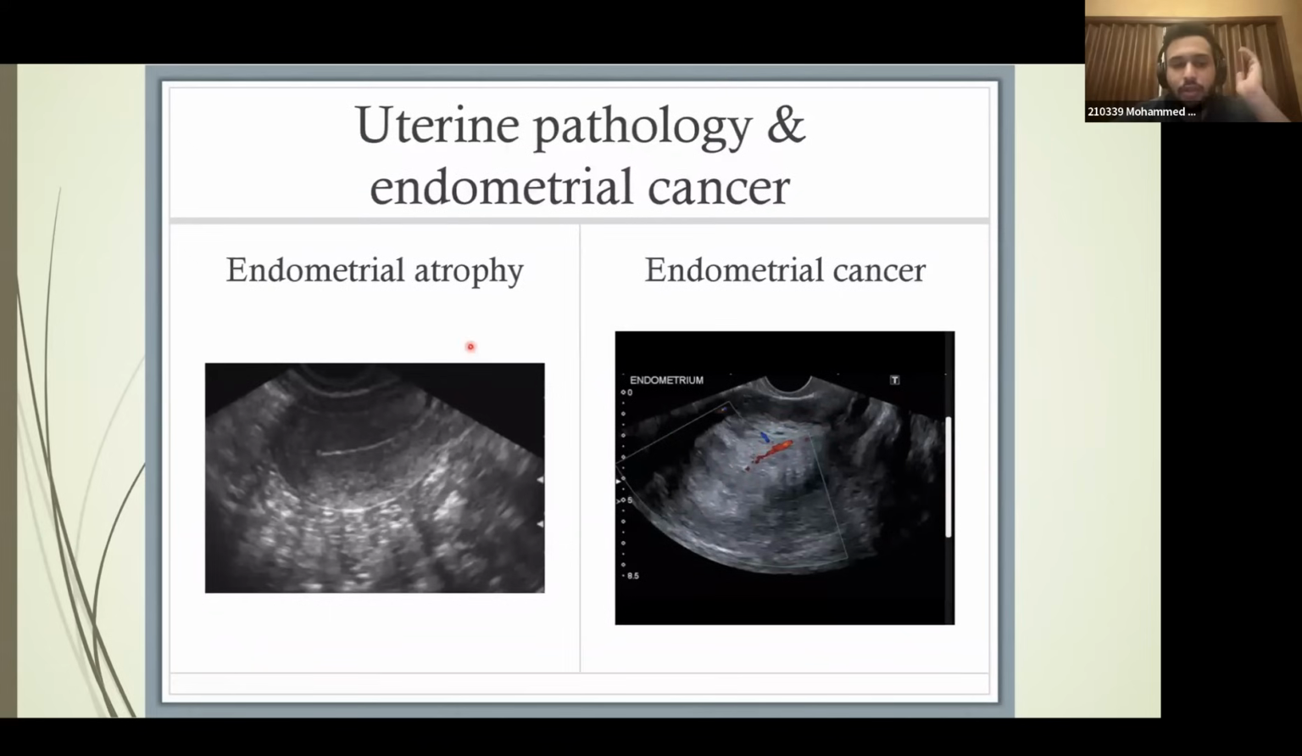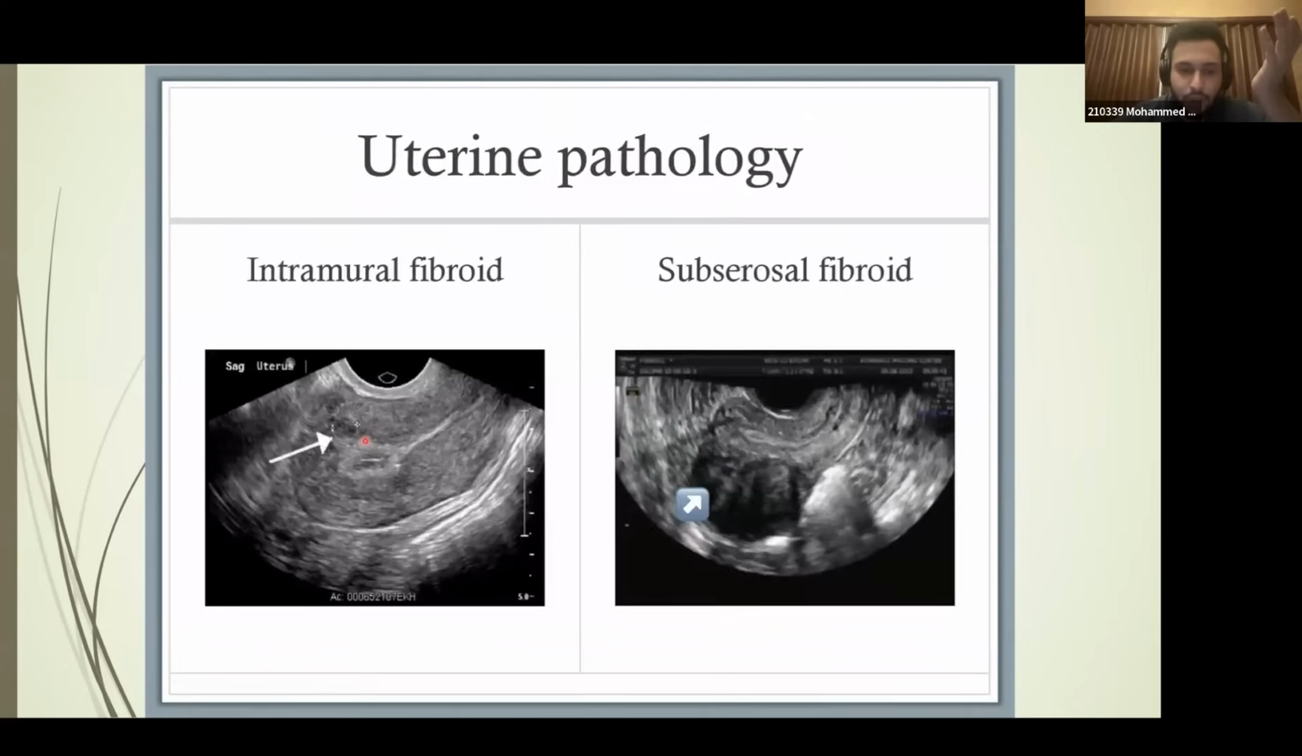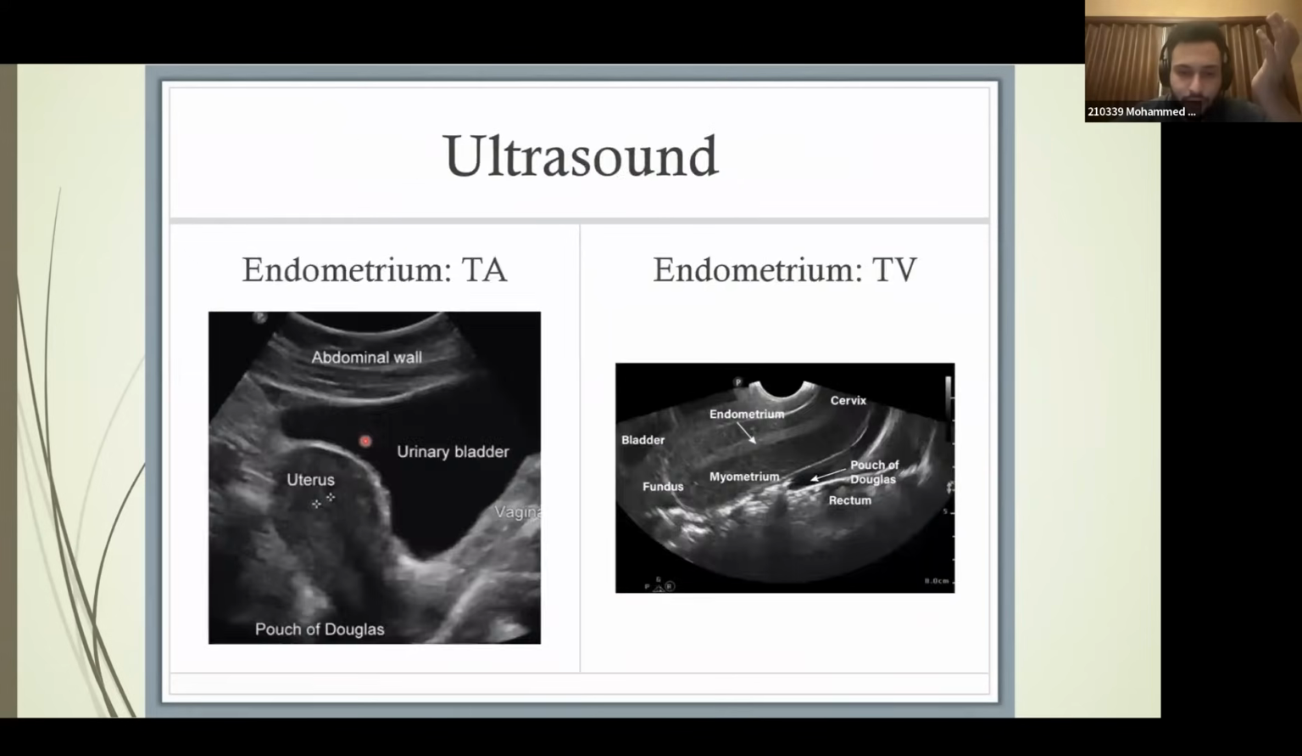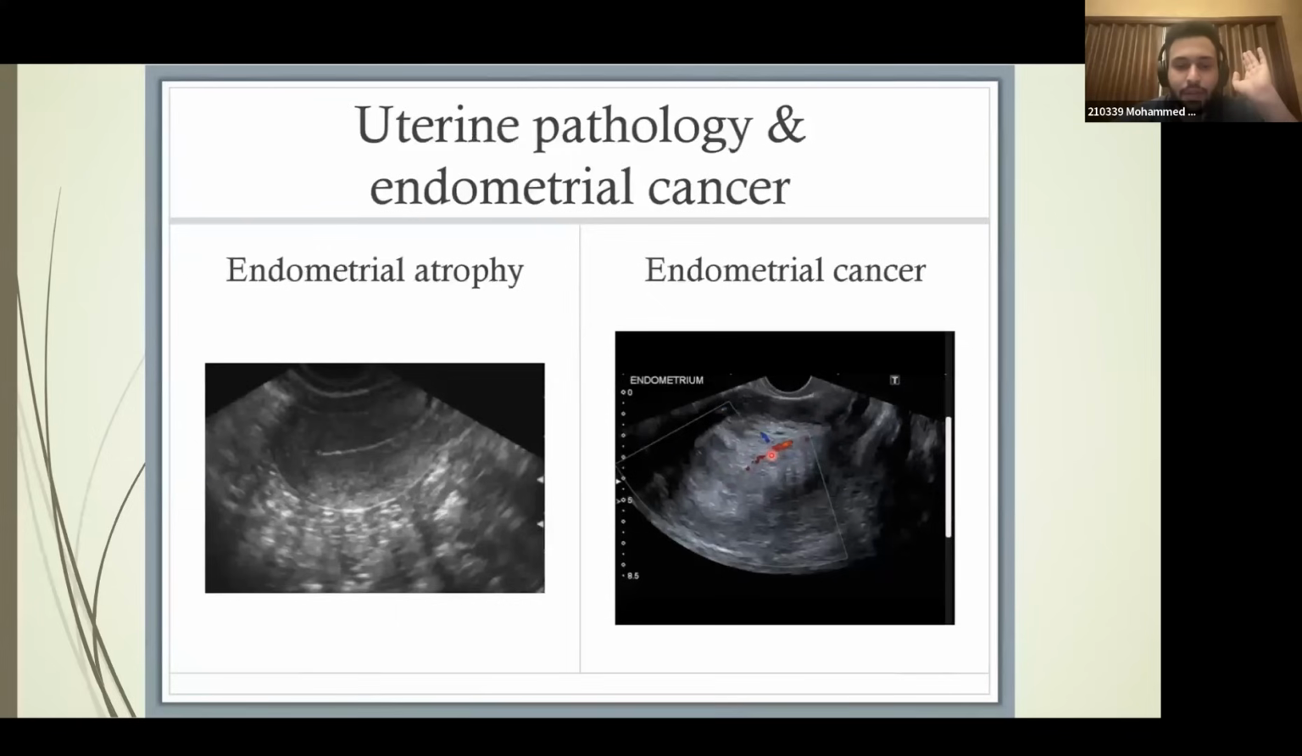Now, endometrial atrophy: if you look into this endometrium, you can clearly tell that this is the endometrium and it's a bit thick. This might be relevant to the phase of the menstrual cycle, but don't worry about that at all. Just know this is a normal endometrium. If you see something very thin and slender like this, this is endometrial atrophy. This might happen postmenopausal. This is something that usually happens with most postmenopausal women. So this is endometrial atrophy.